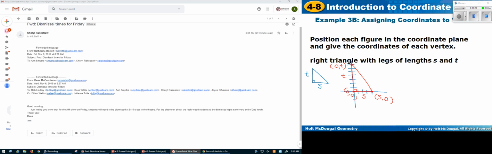Could I have switched my S and T? So you could have had T, 0 and 0, S, and it would still be correct. You get to choose which leg you want to call which letter. Questions?